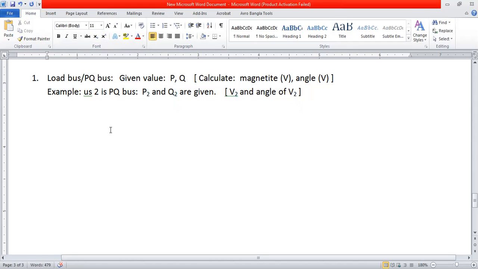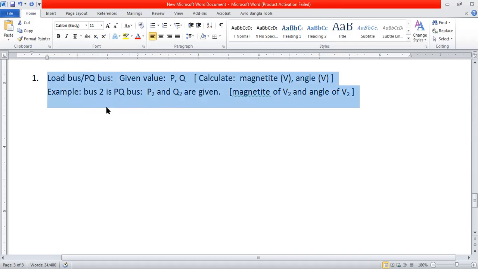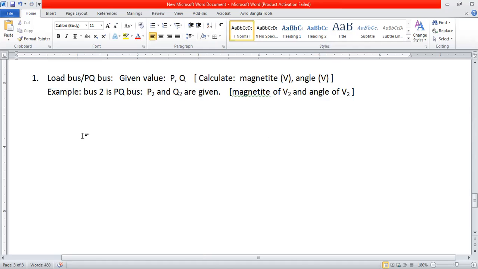So for example, if bus 2 is a PQ bus, then in our question the real power P2 and reactive power Q2 will be given, and we have to identify the magnitude of voltage V2 and the angle of voltage V2. So this is a particular bus, or we can say this is a load bus.